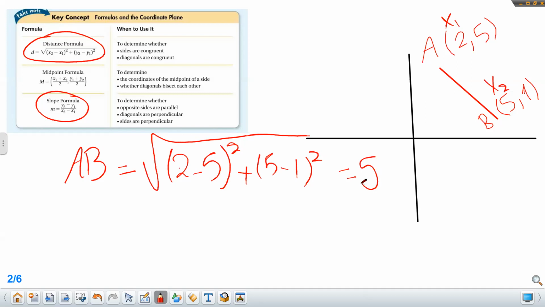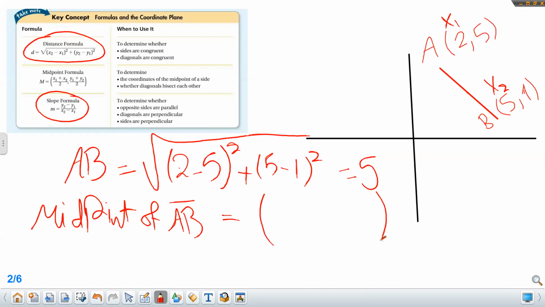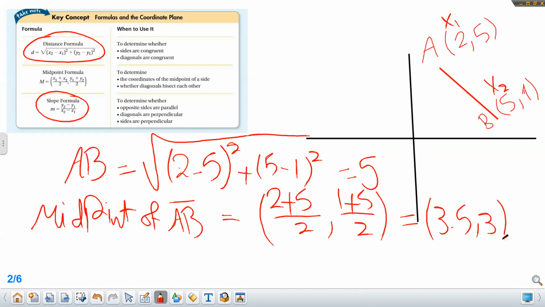Okay, it's easy. But what about the midpoint of AB? The midpoint of AB, which is the point in the middle between A and B, equals the sum of x's over 2 and the sum of y's over 2. So we can say (2 plus 5) over 2 and (1 plus 5) over 2. So the midpoint of AB is (3.5, 3). This is the midpoint of AB. But what about the slope?